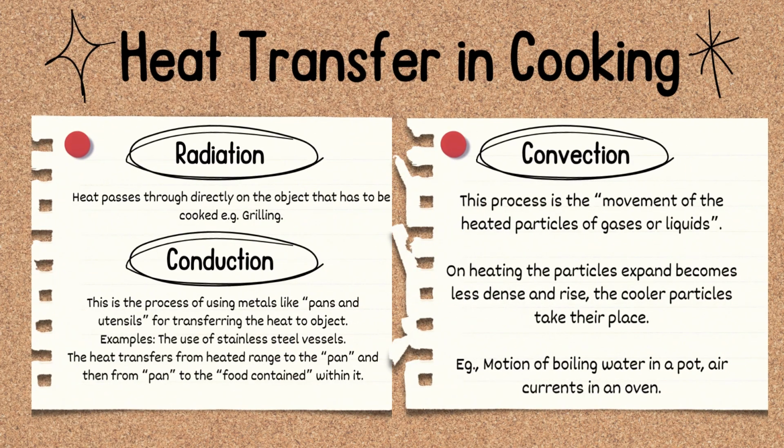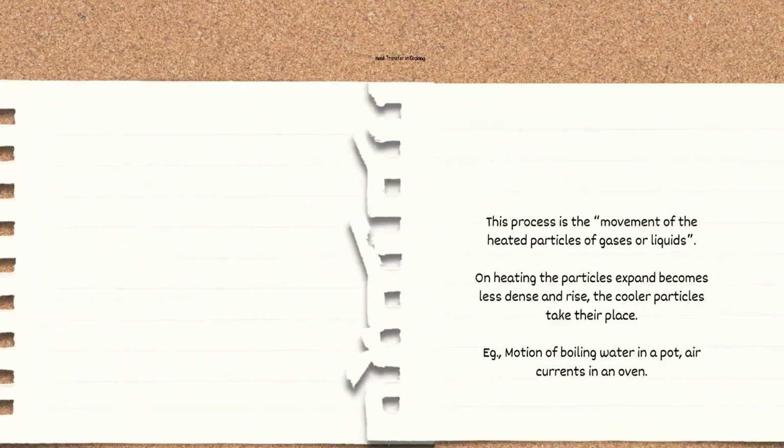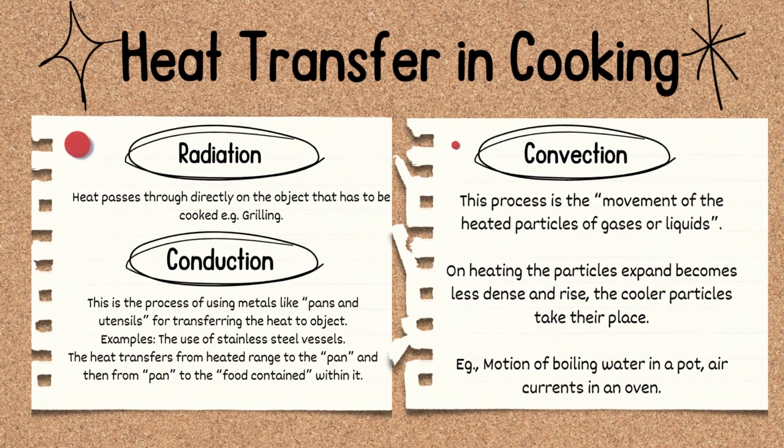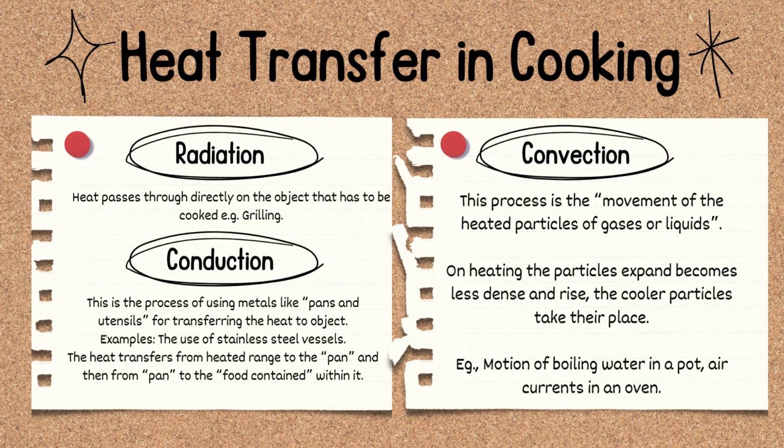Heat transfer in cooking. All methods of cooking require the following sort of principles. They are radiation, conduction, and convection. Radiation is where heat passes directly onto the object that has to be cooked, for example, grilling, microwave cooking, etc. Conduction is the process of using metals like pans and utensils for transferring the heat to the object. Example, stainless steel vessel. The heat transfers from the heated range to the pan and from the pan to the food contained within it.